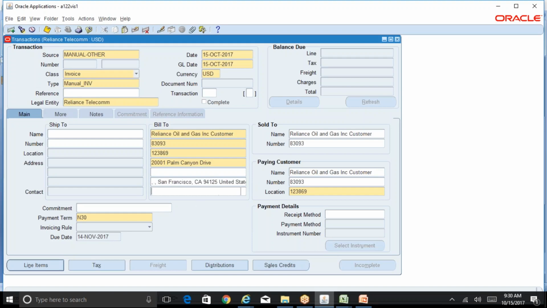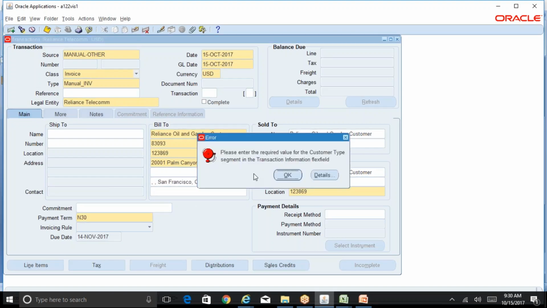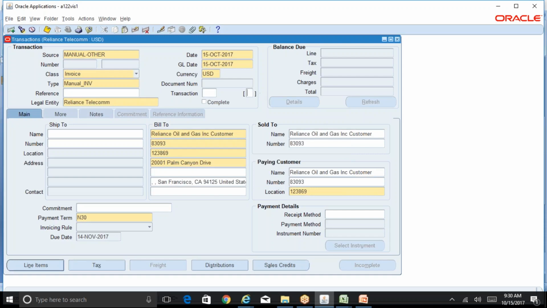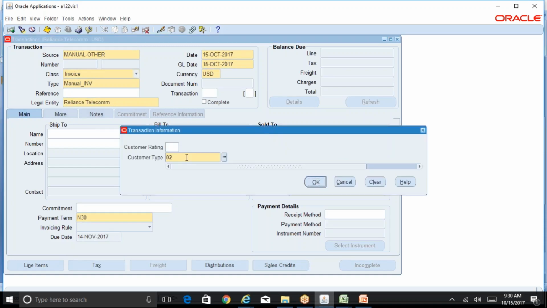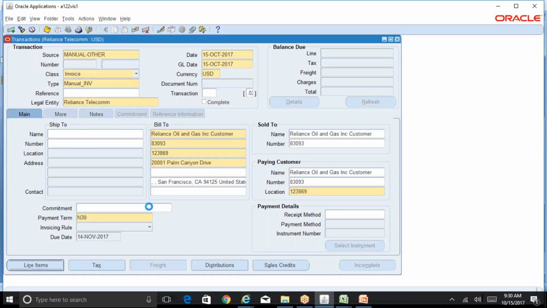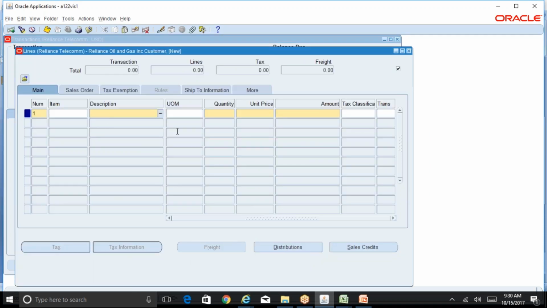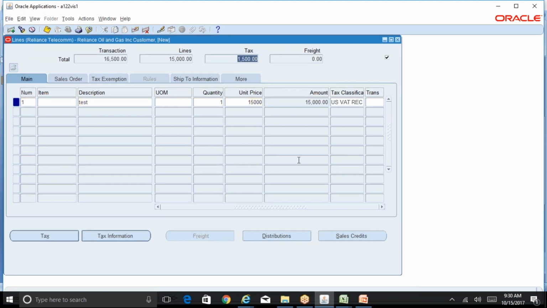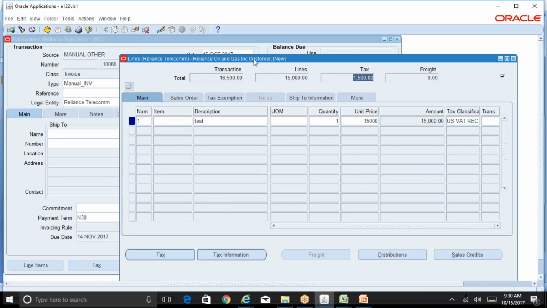Now ideally in this scenario, let me try to create the lines. If you remember, somebody has created a mandatory DFF. Go to lines, 15,000. Now try to save this. The system has calculated 10%. So why has the system calculated 10%? The US VAT recoverable tax classification has come.